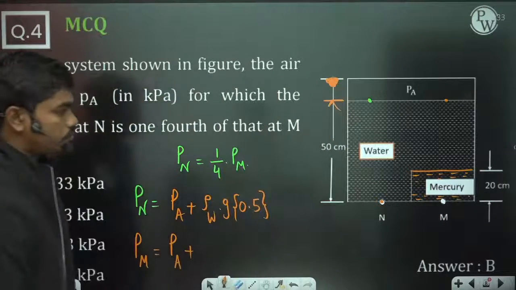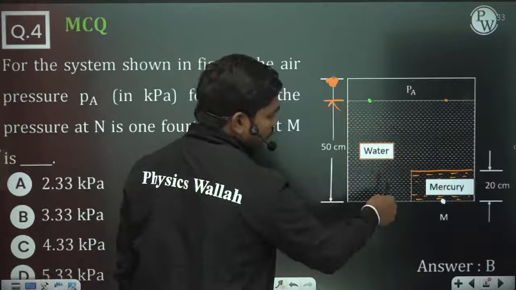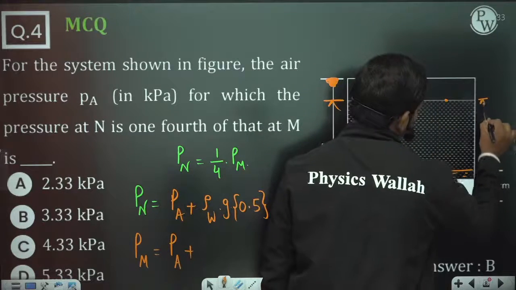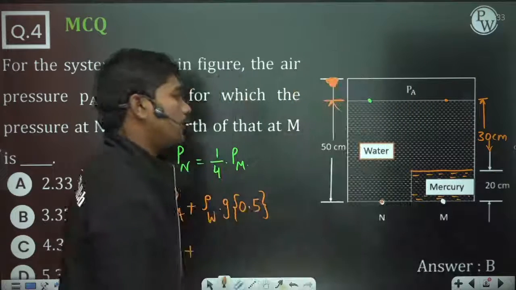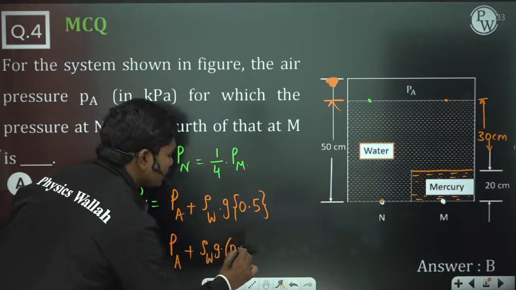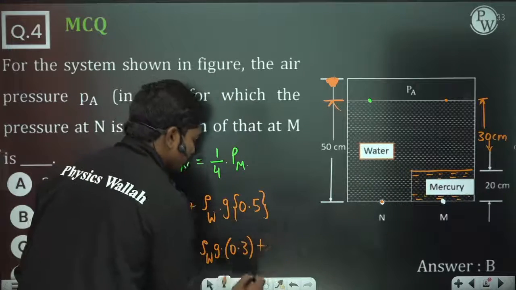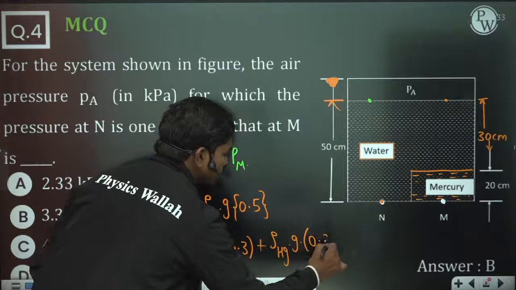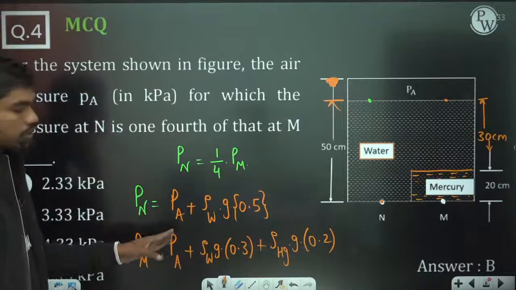Now let us see here the pressure due to this mercury column. What is the pressure due to this water column? This total height is 50 and this is 20. So this 30 centimeters is due to this water column. So density of water times g into 0.3 plus pressure due to this mercury column, which is 20 centimeters, so density of mercury times g into 0.2 meters. Now this Pn and Pm are connected by this equation. Correct? Simply by applying the hydrostatic law we can get this.